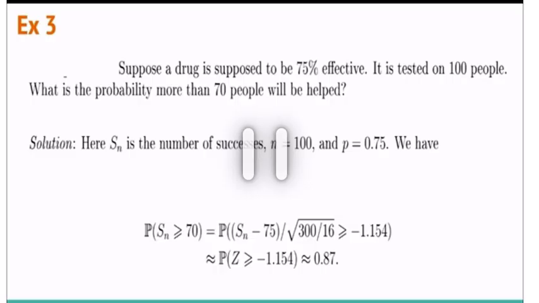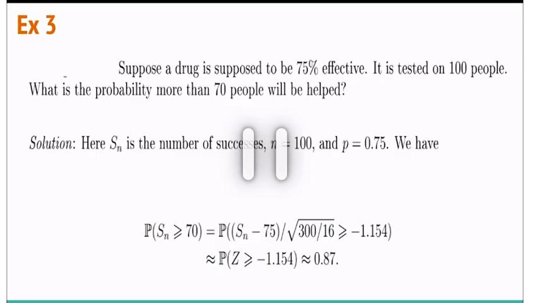Now, take a look at this. Suppose a drug is supposed to be 75% effective. It is tested on 100 people. What is the probability that more than 70 people will be helped? This is a binomial question, because the drug is either effective or not. That is binomial. Another reason we're confirming binomial is that the number of people they want to use is more than 1. They want to use 100 people.